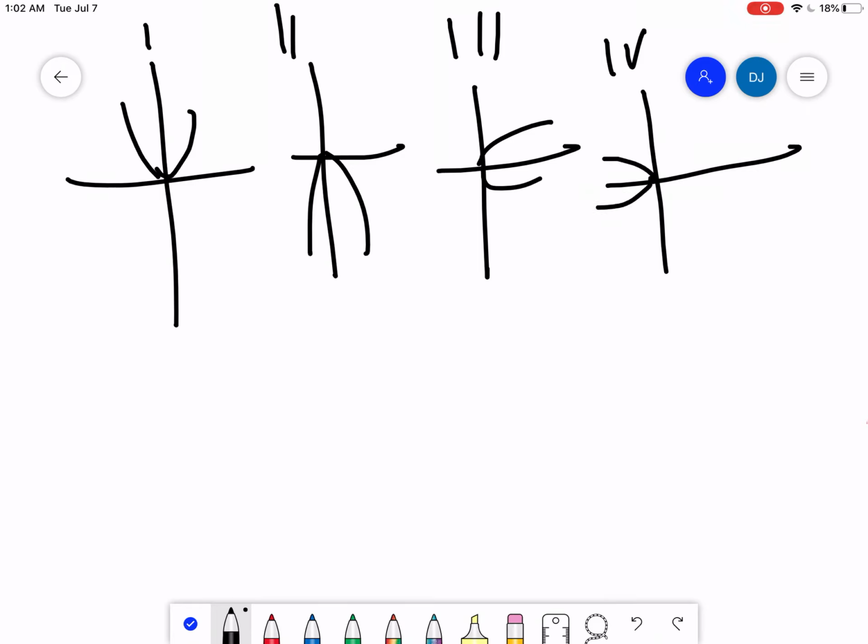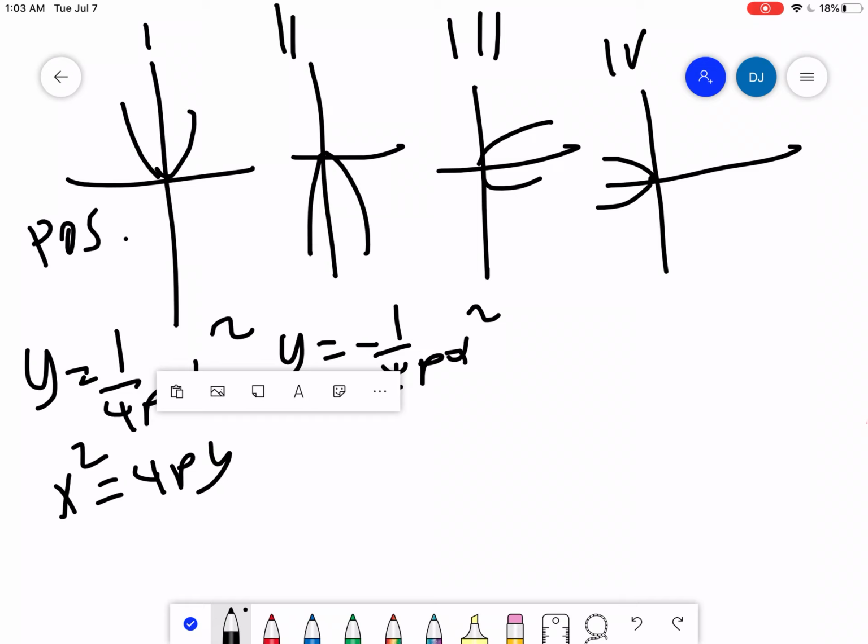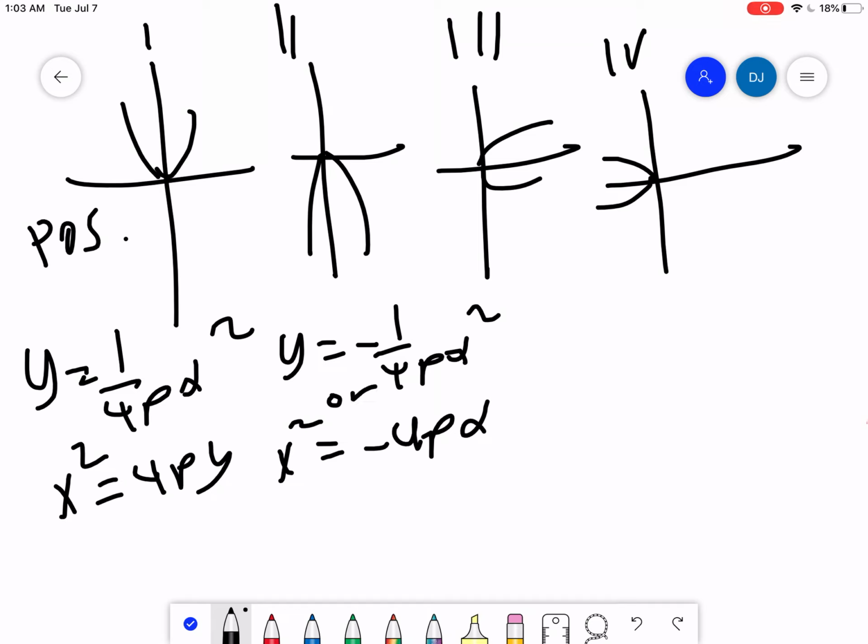Now, in case 1, we're going to use the formula y is equal to positive 1 over 4p x squared, since the equation is symmetric along the y-axis, or x squared is equal to 4py, and it's positive. And since case 2 is symmetric along the y-axis, we're going to use y is equal to negative 1 over 4p x squared, since it opens down, it's negative. Or x squared is equal to negative 4py. It doesn't really matter.